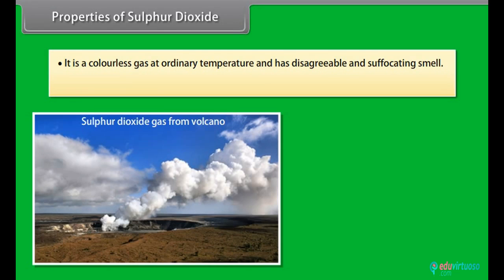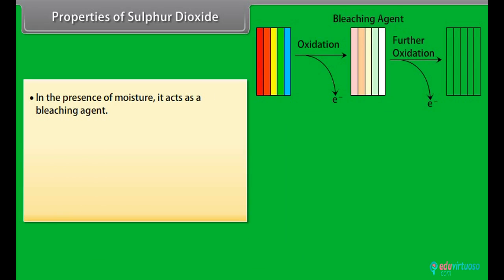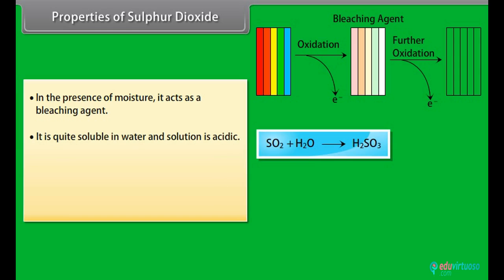Properties of sulfur dioxide. It is a colorless gas at ordinary temperature and has a disagreeable and suffocating smell. It reacts with alkalis, forming sulfites and bisulfites. In the presence of moisture, it acts as a bleaching agent. It is quite soluble in water and the solution is acidic.